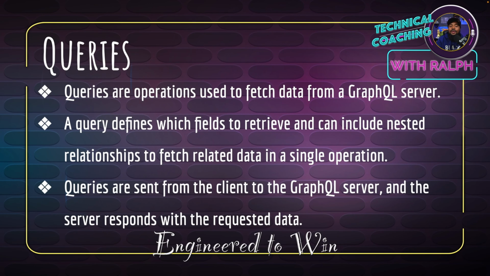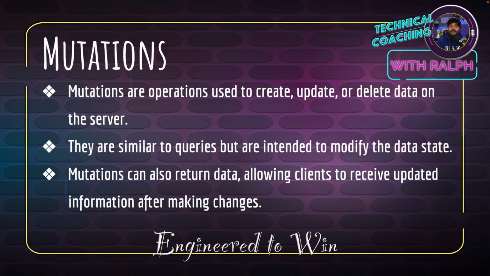So queries. Queries are operations used to fetch data from the GraphQL server. A query defines which fields to retrieve and can include nested relationships to fetch related data in a single operation. Queries are sent from the client to the GraphQL server, and the server responds with the requested data. That part is very similar to REST APIs, where you'd send your query to the endpoint, and then you're going to get returned the data that you requested.